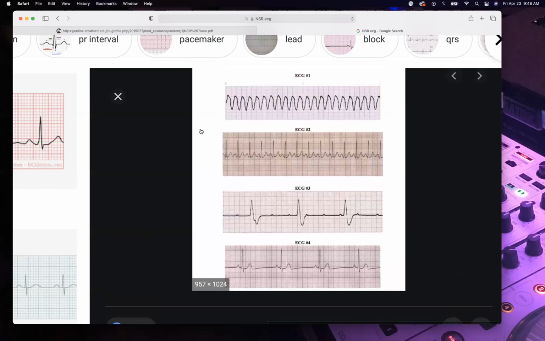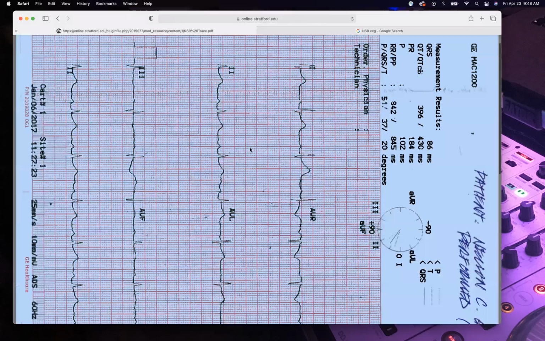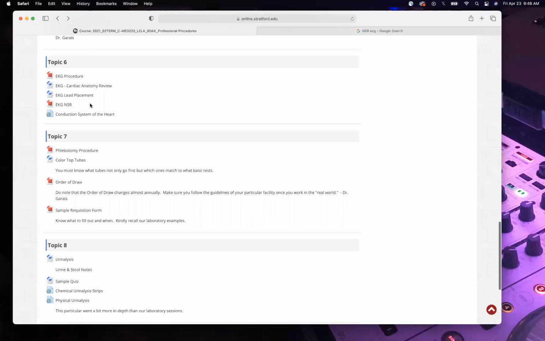So you could see, right, even though we didn't show you any abnormals, that this totally does not look like this. This looks normal. I have a P wave, QRS, I have a T, they're evenly spaced. The baseline is straight. You're good to go. So that's what's normal. Now, how do you know where to put all the leads?